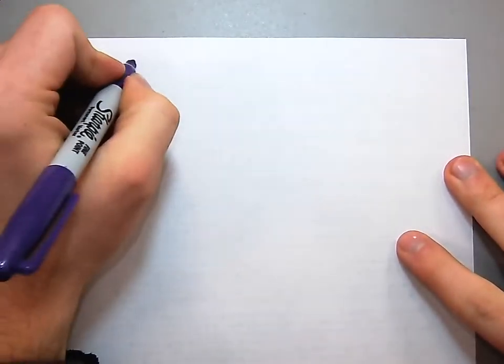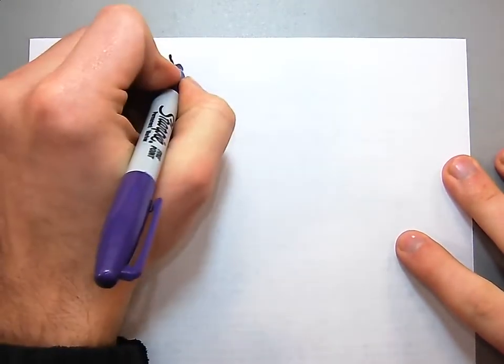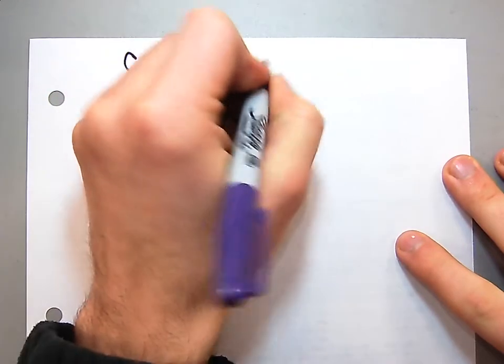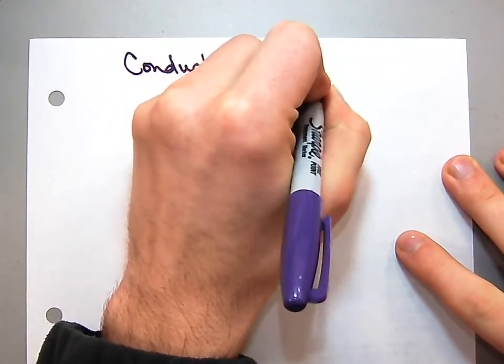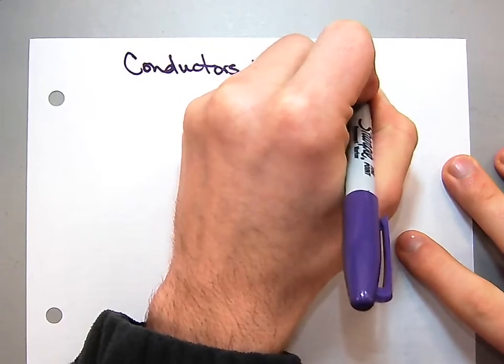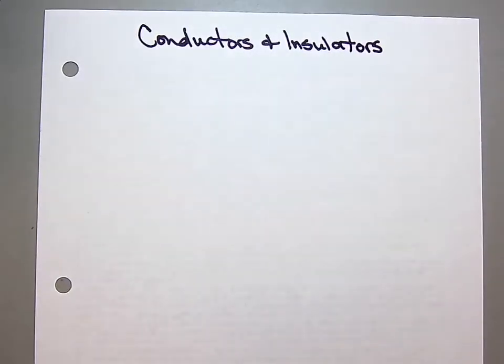All right, so today we are talking about conductors and insulators. Real simple, nothing complicated. Remind me, guys, we've talked about what a conductor is and what an insulator is. A conductor of electricity is something that lets electricity move through it. And an insulator would be something that does not let electricity flow through it.